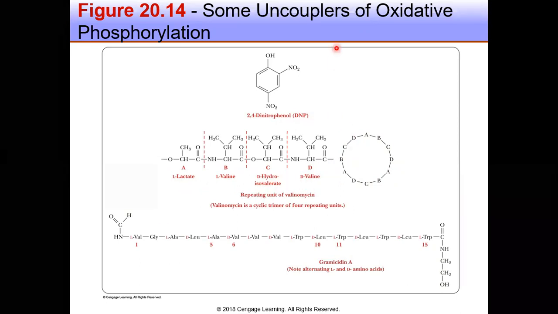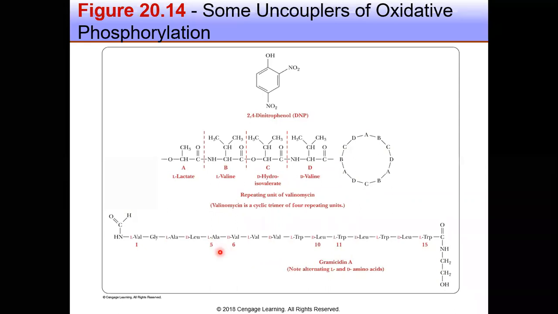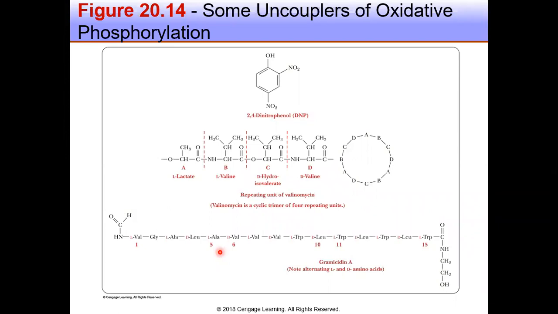Now, the other antibiotic, called gramicidin A, consists of 15 amino acids, as you can see, with alternating L and D amino acids. You remember when we talked about amino acids, we said naturally occurring amino acids have the L configuration. However, D amino acids can be found in antibiotics, and these are examples, and in the bacterial cell wall, as we mentioned before in chapter 16.